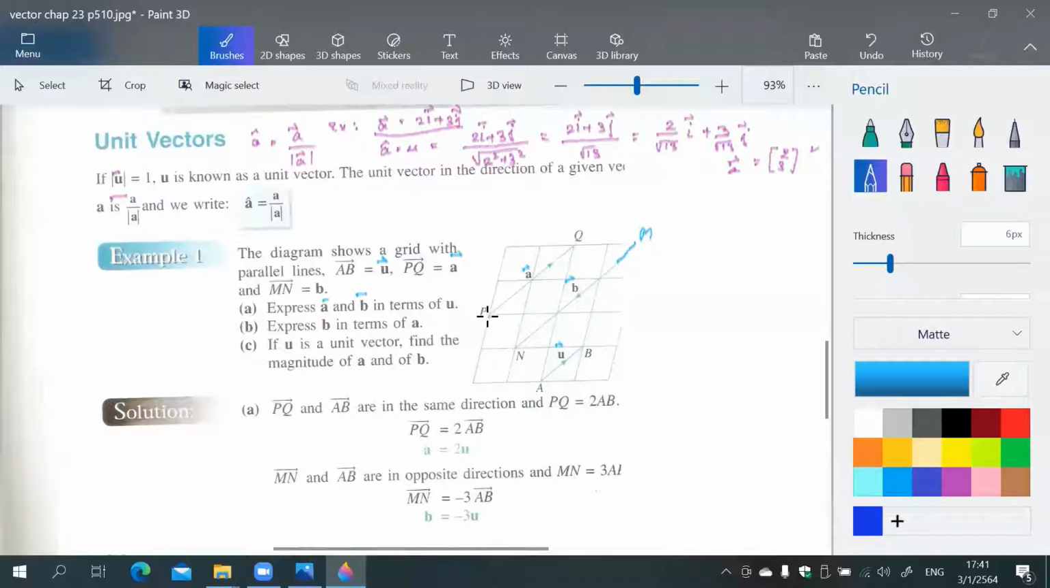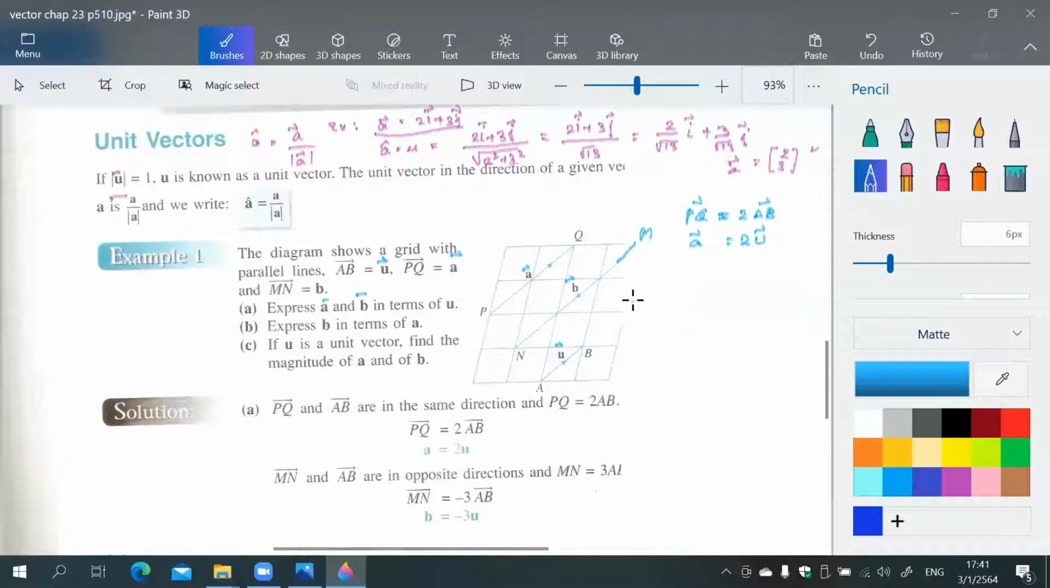You can observe vector PQ, right? It is equal to how many times AB? Because this has 2 units and this 1 unit. So PQ equals 2AB, correct? Or AB is a half of PQ. Because they have the same direction, both of them are positive. So 2AB equals vector U, and PQ equals vector A.